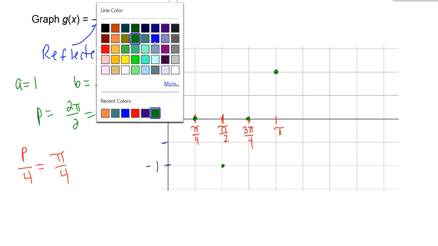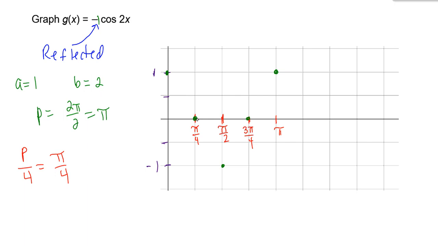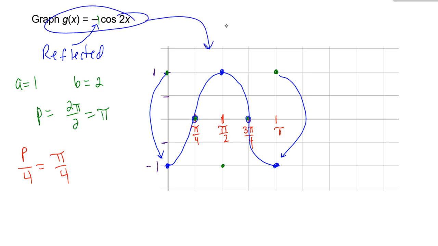In order to reflect it, again, the intercepts don't change. I should say where it crosses the midline doesn't change. But this maximum is now going to switch to the other side, and it becomes a minimum. Same thing with this guy. And then this minimum right here is going to change sides and becomes an actual maximum. And then just like the other ones, you connect them with a smooth curve. And that is your new reflected function. So g of x equals negative cosine of 2x. All it is is the regular one flipped upside down.